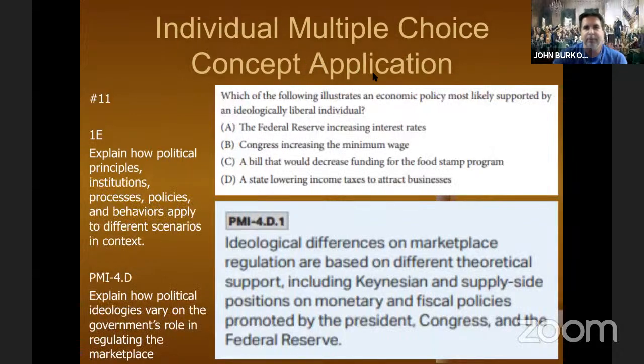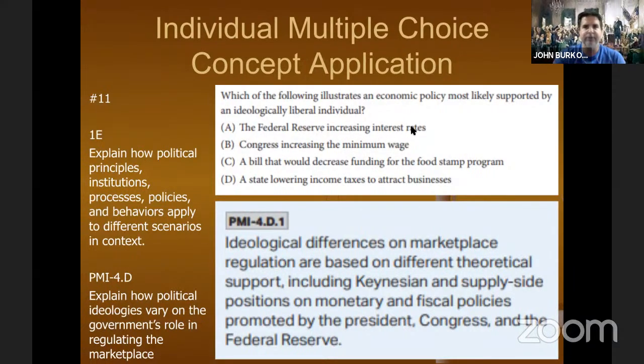Individual multiple choice here regarding concept application. Again, explain political ideologies. Which of the following illustrates an economic policy most likely supported by an ideologically liberal individual? This is the scenario: ideologically liberal individual, economic policy. Now you have to go back and say, well, what do liberals think about economic policies? What do conservatives think about economic policy? So let's just go through the question and see that.